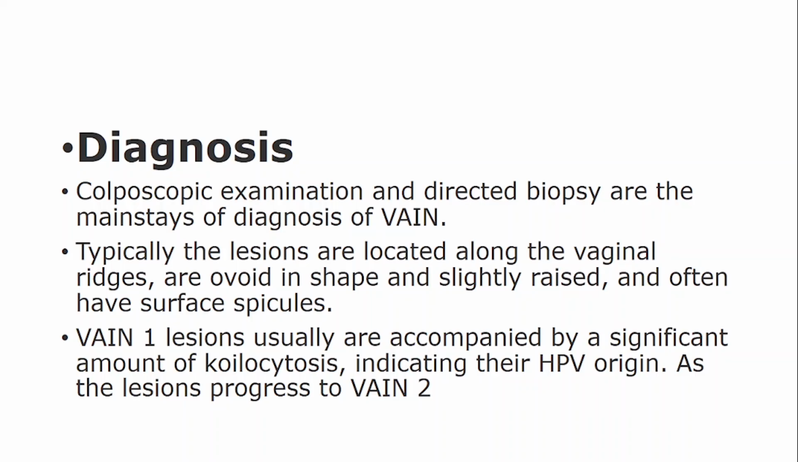Colposcopy examination and directed biopsy are the mainstay of our diagnosis, because many times there is no symptom. Typically, the lesions are located along the vaginal ridges, ovoid in shape, could be slightly raised, or could even have surface spicules. VaIN 1 lesions usually are accompanied by a significant amount of koilocytosis, indicating their HPV origin.